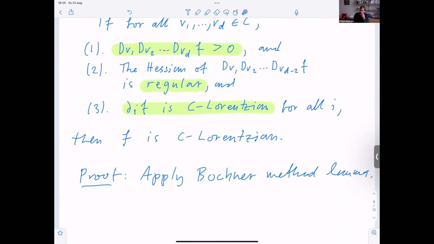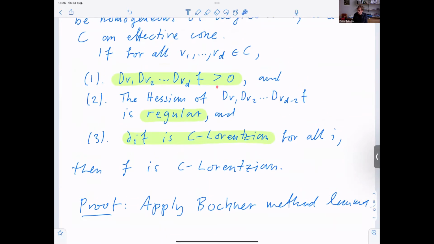And if you recall, these conditions are quite reminiscent of that lemma. It said something about the Hessians. If you know the Hessians of the derivatives have exactly one positive eigenvalue, and if the Hessian of the polynomial itself is regular, then actually the Hessian also has exactly one positive eigenvalue. So one can use the Bochner method lemma to prove this lemma.